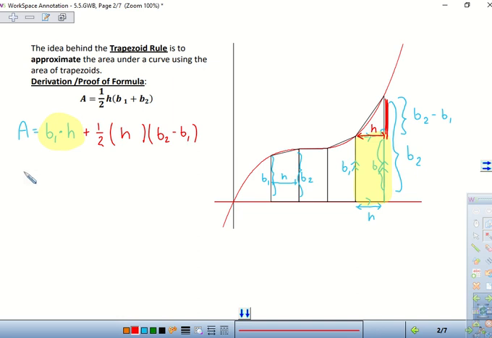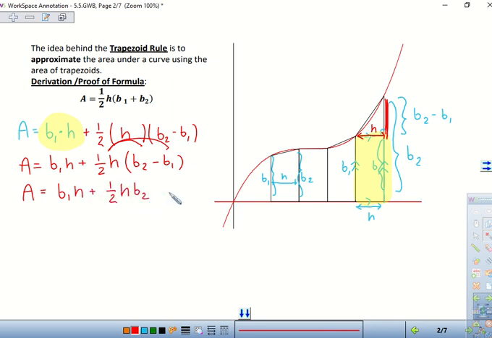So if we just did a little bit of algebra here, I could rewrite this as base 1 height plus 1/2 height. And then here, we could distribute the 1/2 height out to both of these. So we get B1H plus 1/2 height times base 1, or I'm sorry, minus 1/2 height times base 2.